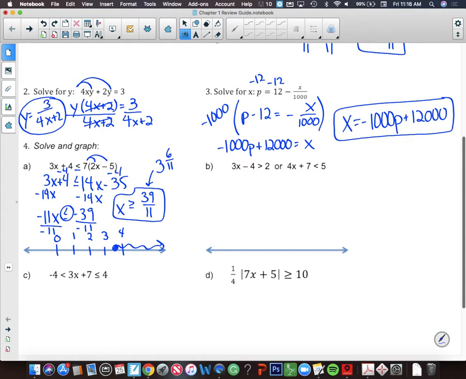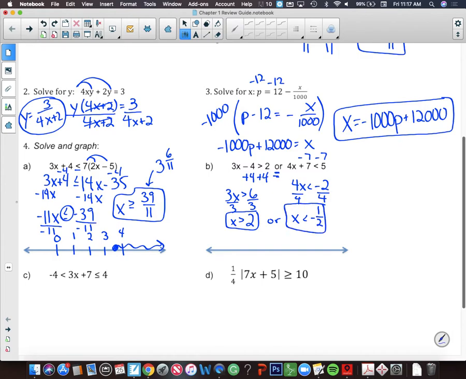B, we're solving two things here. So we see the or, so we have to solve two separate inequalities. So add 4, let's do the first one on the left here. So that's greater than 6, divide by 3. X is greater than 6/3, which is 2. So that's one of them. Or, so let's do the other one. Minus 7. We got 4x is less than a negative 2. Divide by 4. So it's x is less than negative 1/2.